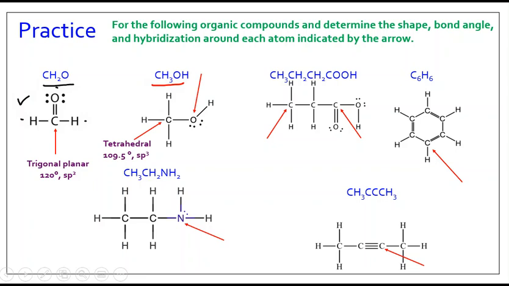Now for the oxygen. Look at the oxygen there. How many bonded atoms? How many bonded atoms on that oxygen? 2. How many lone pairs on that oxygen? 2. So 2 bonded, 2 lone pairs. What kind of shape is that one going to be?